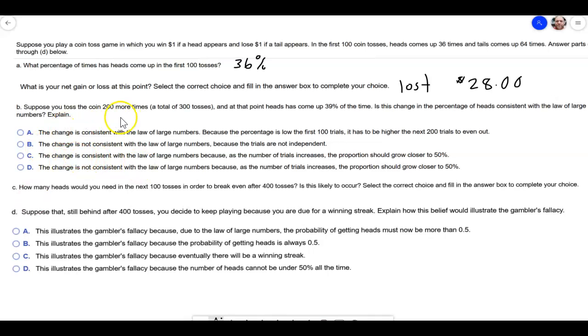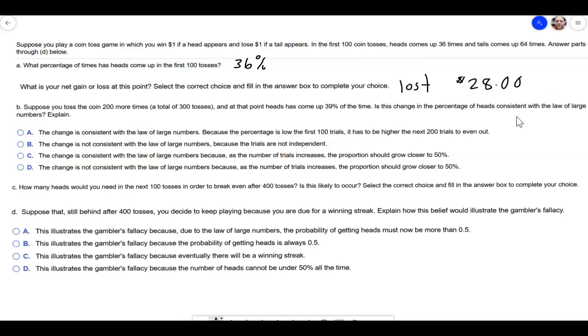All right, and let's go on to B here. It says, suppose you toss the coin 200 more times, a total of 300 tosses. At this point, heads has come up 39%, so it was at 36% before, but now our total is 39%. Is this change in the percentage of heads consistent with the law of large numbers? Explain.